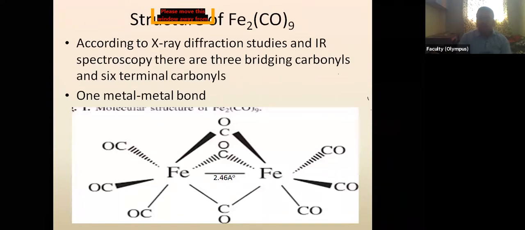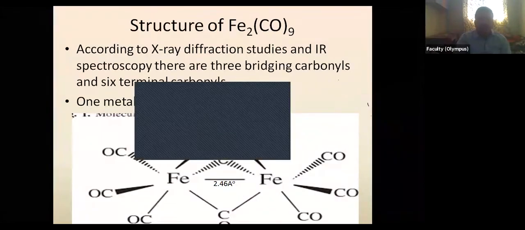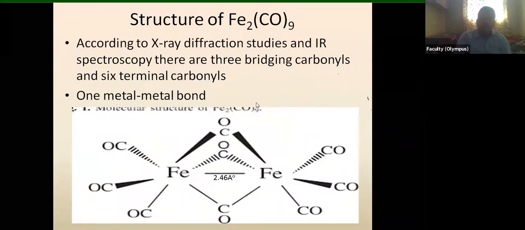Now for your syllabus, there is only the structure of Fe2(CO)9. It is called diiron nonacarbonyl. It is a polynuclear carbonyl as it contains two metal atoms per molecule. In this metal carbonyl there are two metal atoms, two Fe atoms per molecule. So it is a polynuclear metal carbonyl.